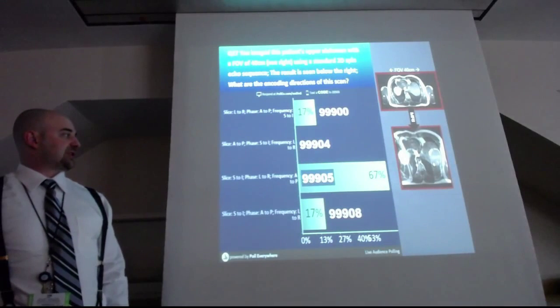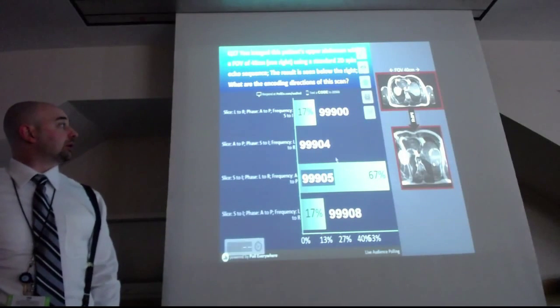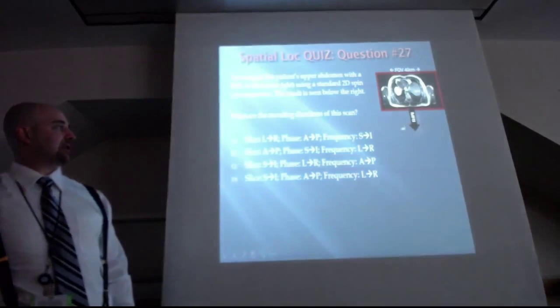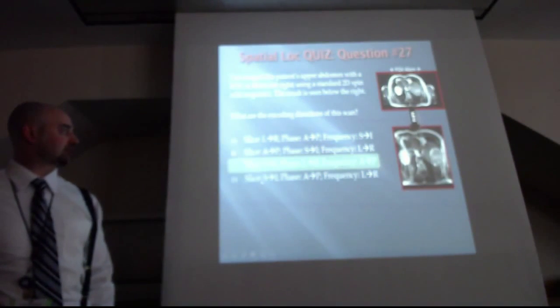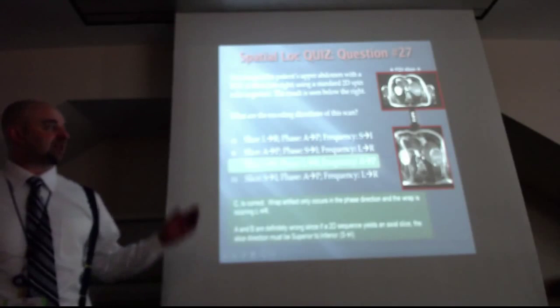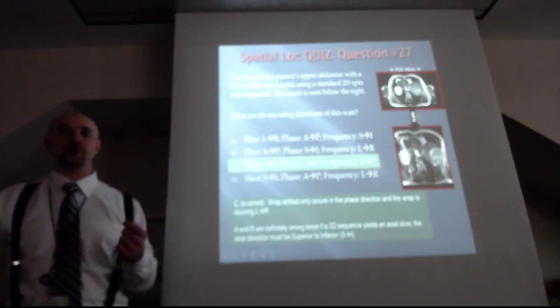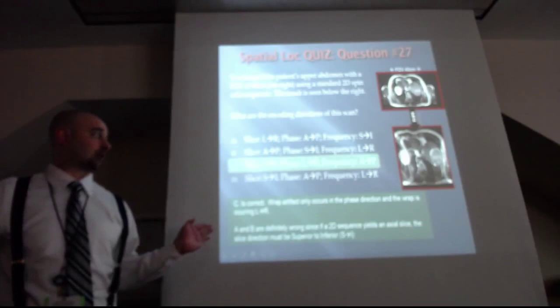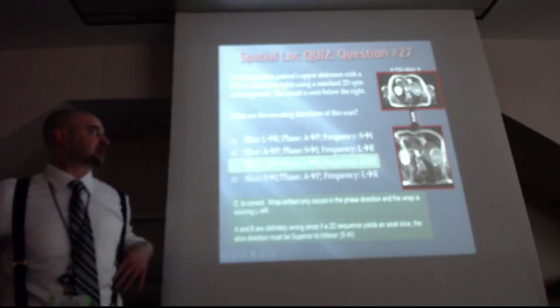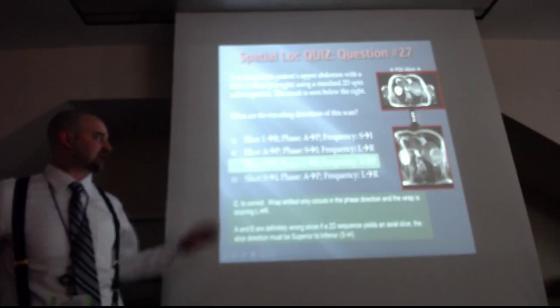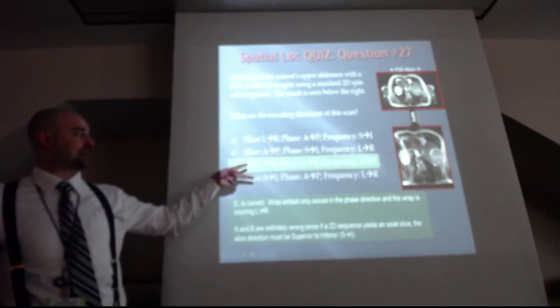Two-thirds of you said this one, and then a couple people said each of the others. So the majority is correct, but let's look at the two that people got wrong. It's an axial slice, which means that necessarily the slice select gradient was applied along the z-axis. So slice is superior to inferior. That's the slice direction. So it's got to be one of these two, so that's why it's not this one.